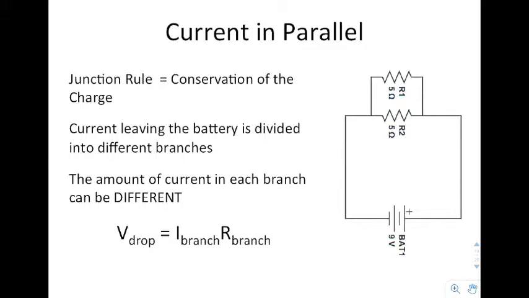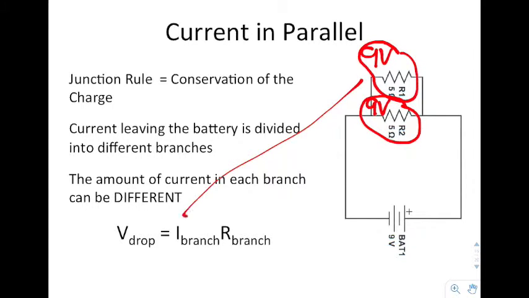Because of that, I can actually use Ohm's law. When you use Ohm's law, you can say, okay, well, I have 9 volts in this branch, and I have 9 volts in this branch. I have voltage and I have resistance. I can use Ohm's law for each branch and say, what's the current? So I can solve for the current in each particular branch.